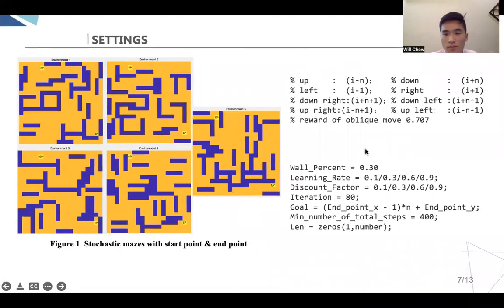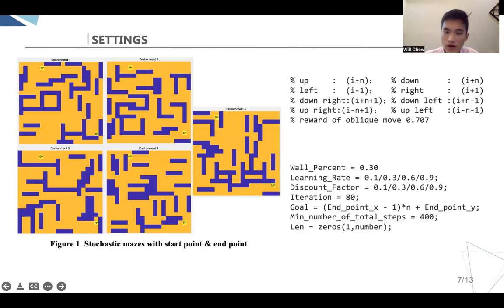Okay, let's move on to the part of setting. On the left side, figure 1 shows 5 stochastic mazes generated by the algorithm. The size of each maze is 20 by 20, and the agent will search the path from the point of SP, which means the start point in the upper left of the maze, all the way to the point of EP, which means the endpoint in the lower right of the maze. On the right side, there are some given rewards of movement and the given values of parameters.